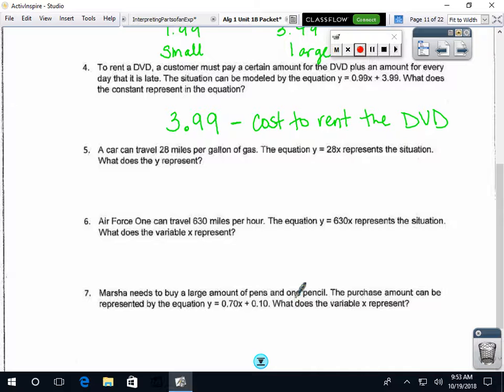All right, number 5, a car can travel 28 miles per gallon of gas. The equation y equals 28x represents this situation. Okay, so it's 28 miles per gallon of gas. So what does the y represent? Well, in this case, we're talking about how far it can travel. It can go 28 miles for every gallon of gas it has in its tank. So y would be the distance that the car will go, and that depends on how much gas is in the tank.